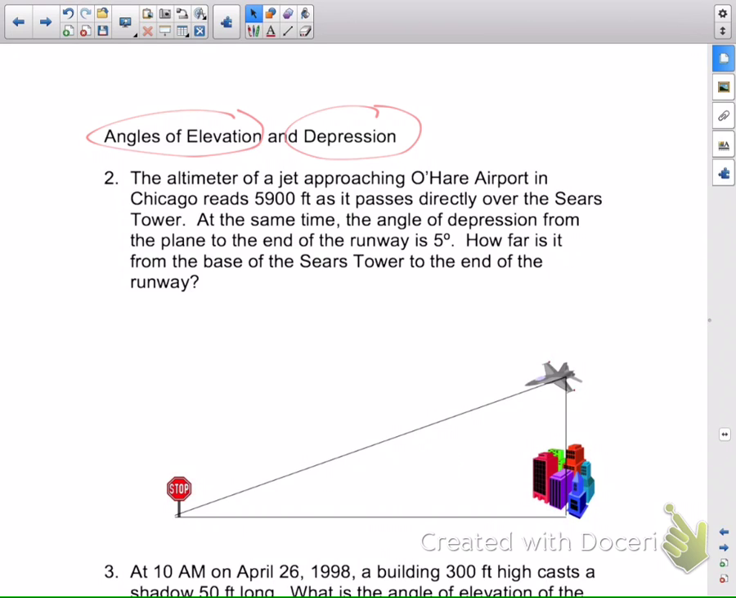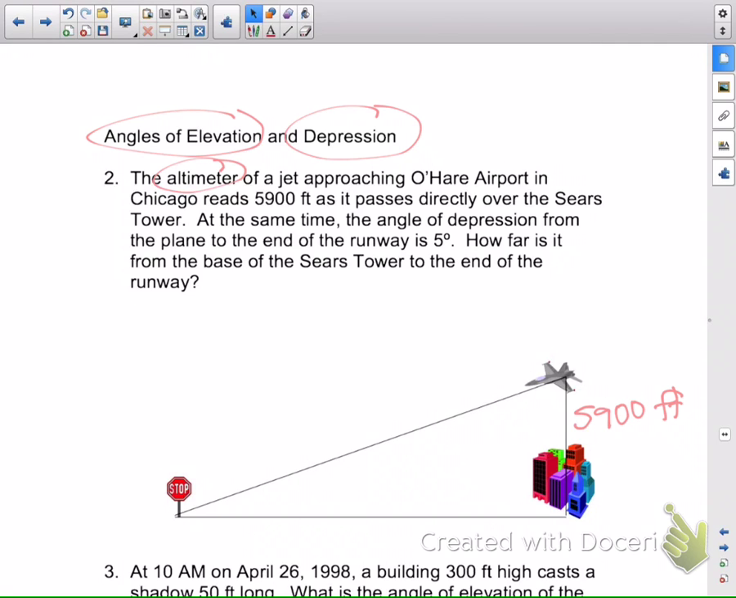In this one, it tells us a jet approaching O'Hare Airport in Chicago. The altimeter, okay, that tells you how high it is. In other words, they're telling you this jet is 5,900 feet over the Sears Tower. At the same time, the angle of depression from the plane to the end of the runway is 5 degrees. This one is the one that kills everyone, angles of depression.